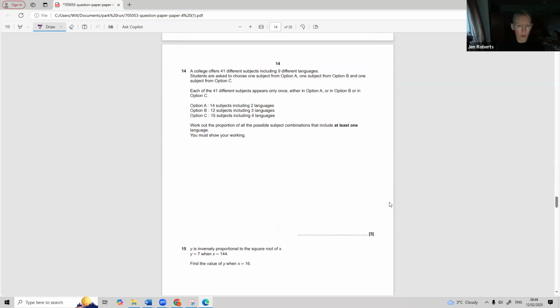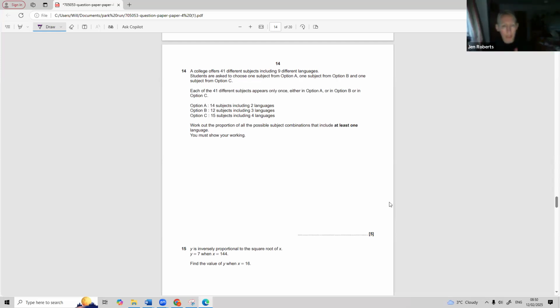College offers 41 different subjects. Students are asked to choose one subject from each of the following. 14 subjects, including 2 languages for option A. For B, for C, work out the proportion of all the possible subject combinations that include at least 1 language. So the answer is the proportion, so that means a fraction.